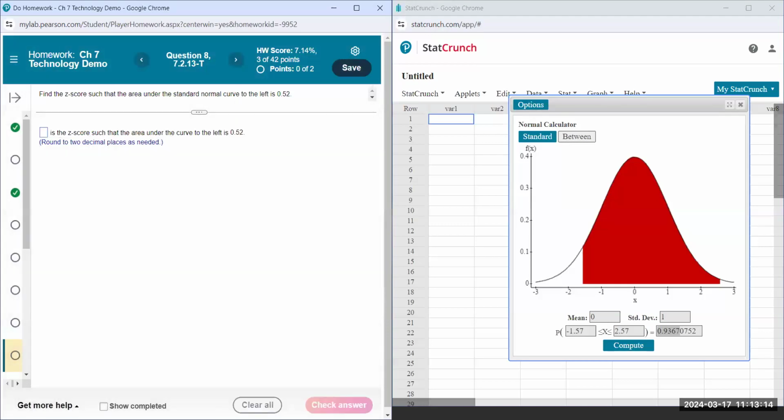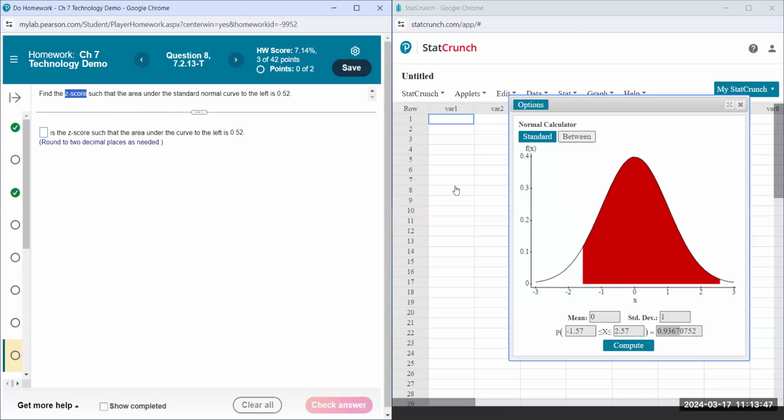Question number 8. Find the z-score such that the area under the standard normal curve is 0.52. So the z-score is the number of standard deviations. That's a vocabulary word that maybe you want to write the definition for if you're not sure. The z-score is that x, which represents the number of standard deviations that you're away from the center. So like 0, 1, 2, 3, -1, -2, -3. These are the z-scores. These are the standard deviations away from the center.